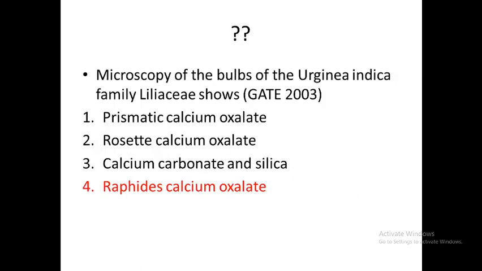So this is a question that appeared in GATE 2003. The microscopy of the bulb of Urginea indica, family Liliaceae, shows... Now in this question you must remember the biological source of a plant. Urginea indica indicates the squill, family Liliaceae. The squill contains raphoid-shaped calcium oxalate crystals, as we have discussed in the previous slide. So the correct answer is raphoid-shaped calcium oxalate crystal.